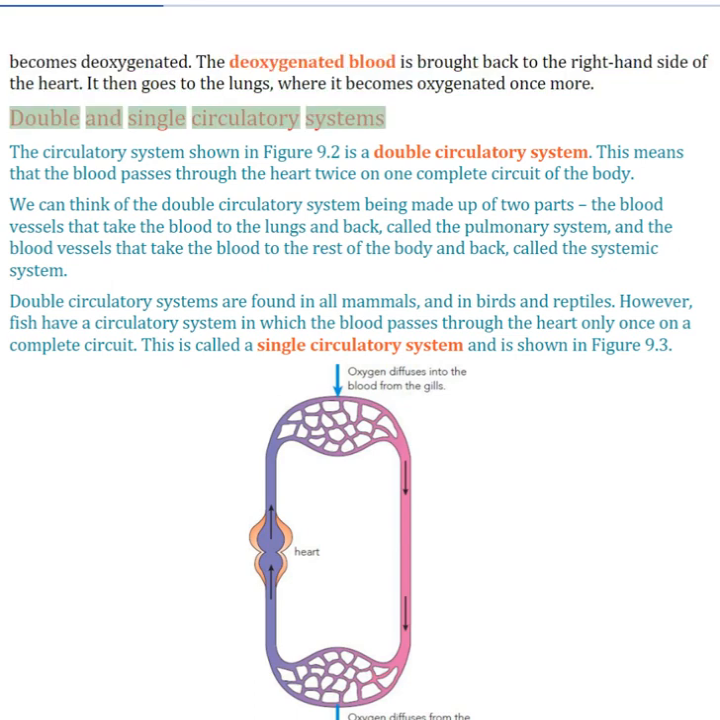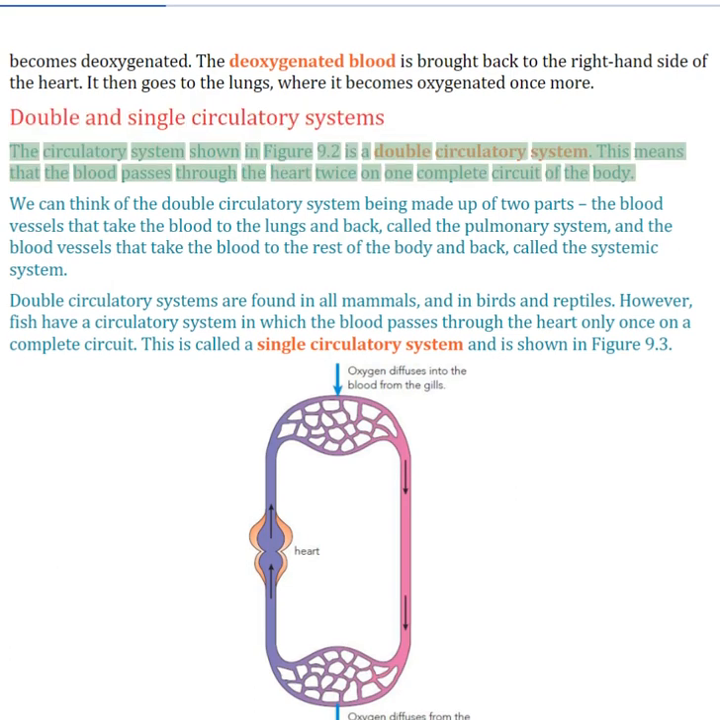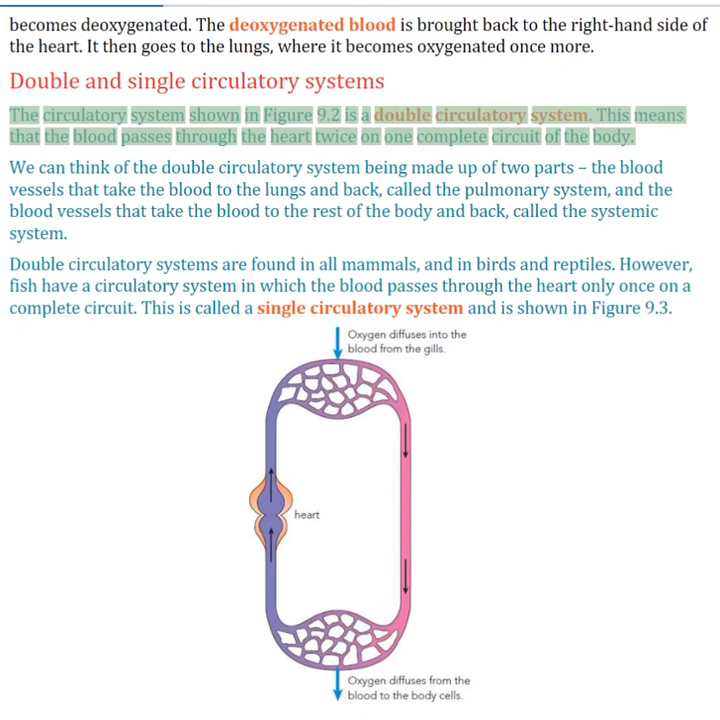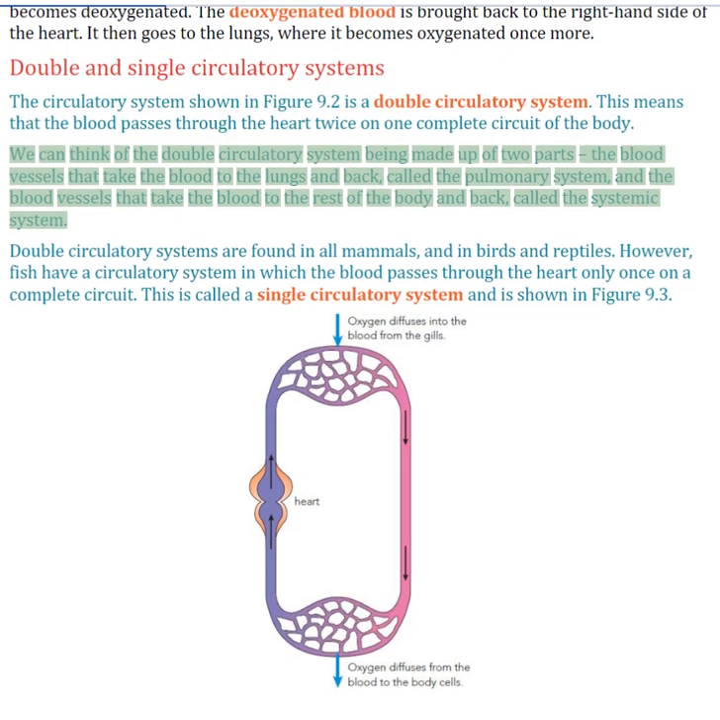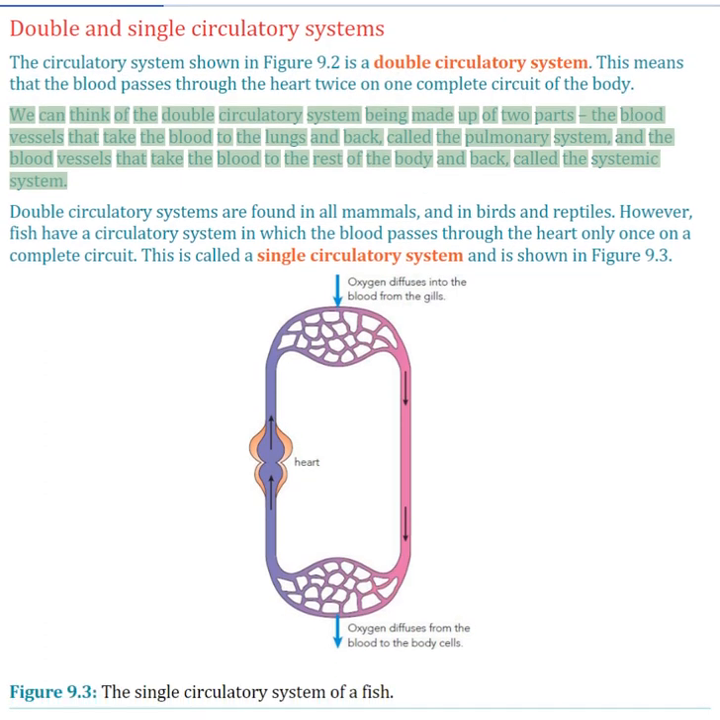Double and single circulatory systems. The circulatory system shown in Figure 9.2 is a double circulatory system. This means that the blood passes through the heart twice on one complete circuit of the body. We can think of the double circulatory system being made up of two parts: the blood vessels that take the blood to the lungs and back, called the pulmonary system, and the blood vessels that take the blood to the rest of the body and back, called the systemic system.